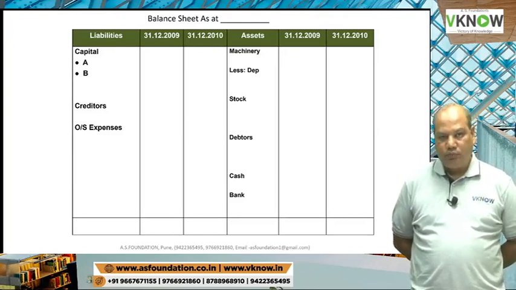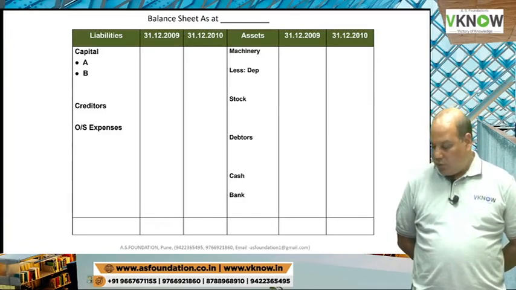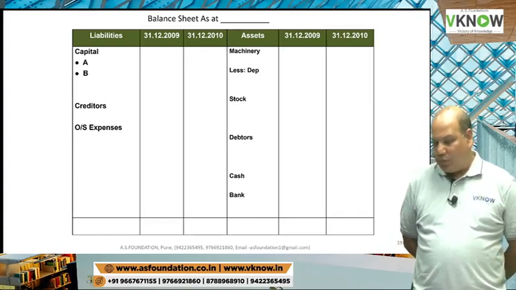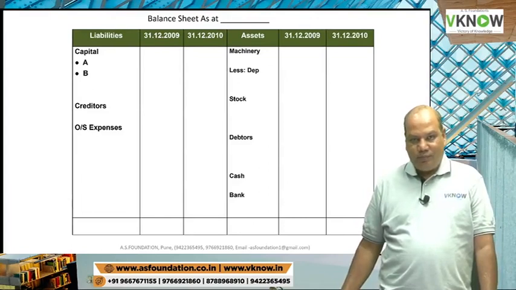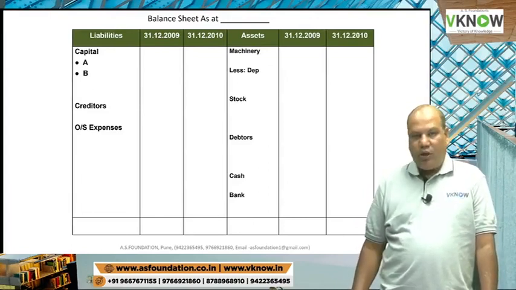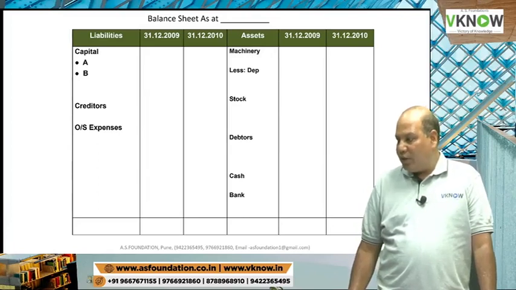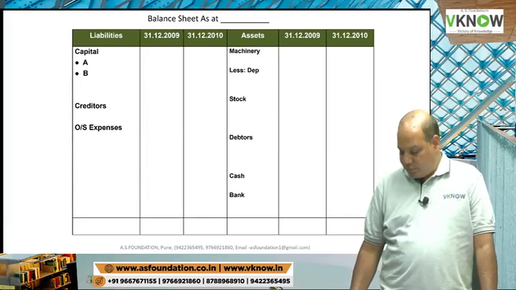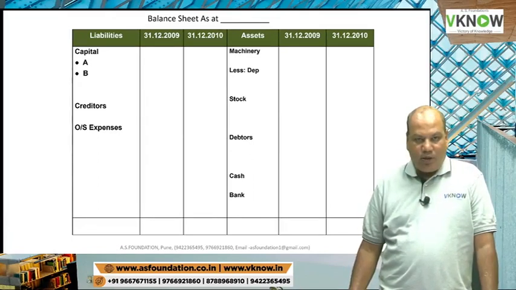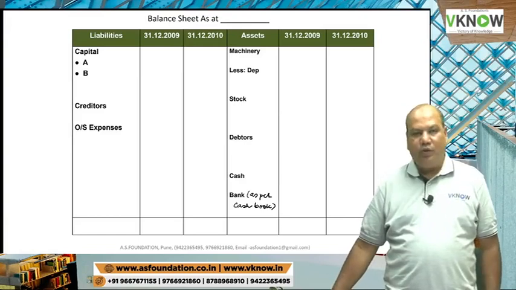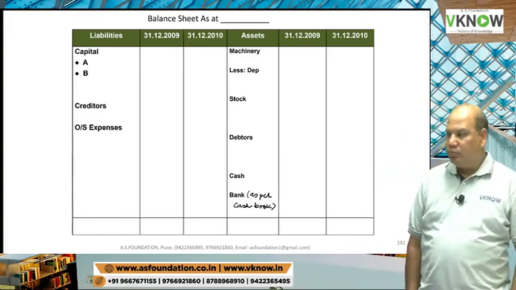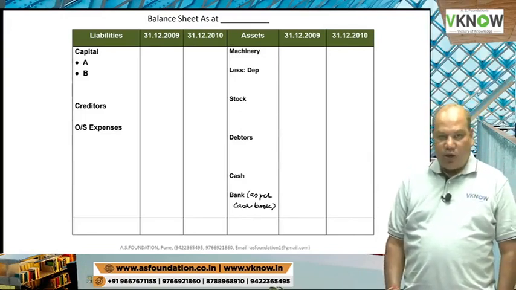Asset side, machinery, less depreciation, 2 lines blank. Then write stock, 3 lines blank. Write down debtors, 2 lines blank. Cash, 1 line blank. And bank. Bank will be as per cash book, not as per passbook. We will have to find out by preparing a working note what is the balance as per cash book. This is my second format.